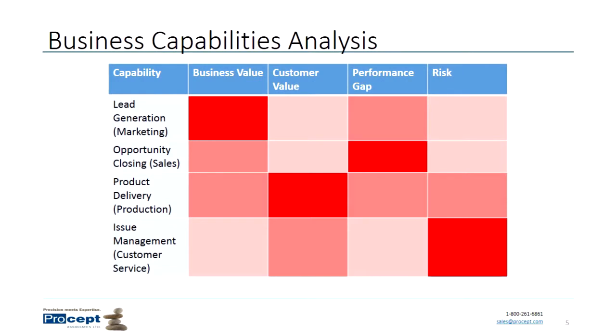So here's an example of that using a table. We have our capabilities going down the rows on the left, and then we're looking at these 4 criteria that we are assessing: business value, customer value, performance gap, and risk. And we've color-coded them here. The brighter the red, that means it's a higher level, so we're producing a lot more business value through lead generation. And then the lighter the color, it means a lower level.